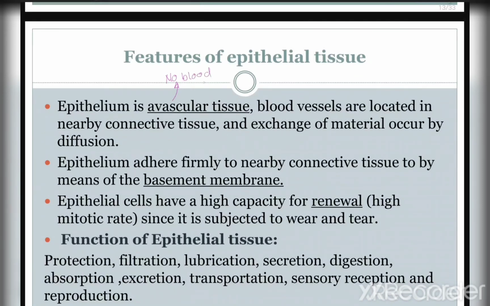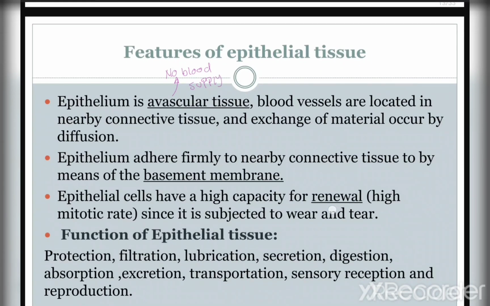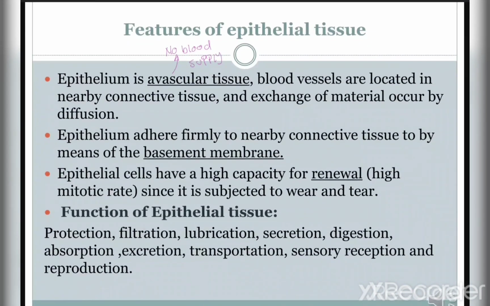Whether single or stratified, what about the blood supply? The blood supply and nutrition come from the underlying connective tissue. Usually connective tissue is highly vascularized while the epithelium is avascular.